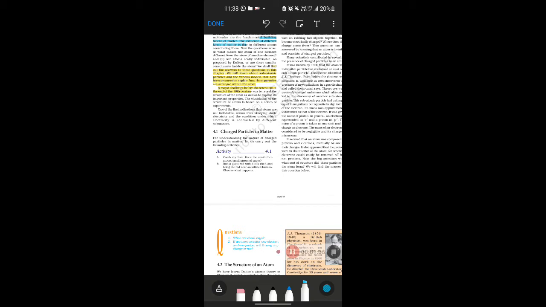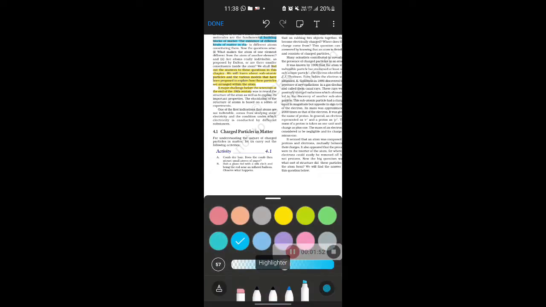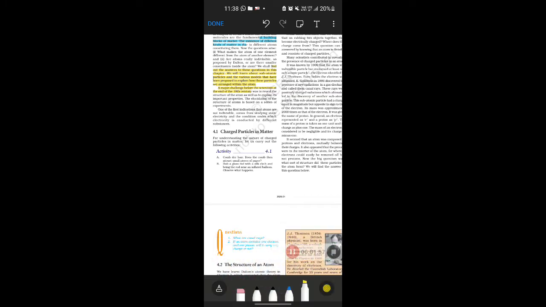We will learn about subatomic particles and the various models that have been proposed by different scientists, and how the particles are arranged within the atoms. So, a major challenge before the scientists at the end of the 19th century was to reveal the structure of the atom as well as to explain its important properties. The elucidation of the structure of the atom is based on a series of experiments.